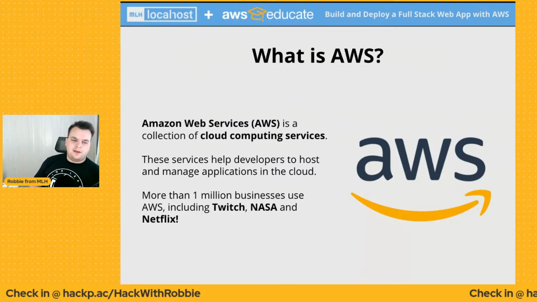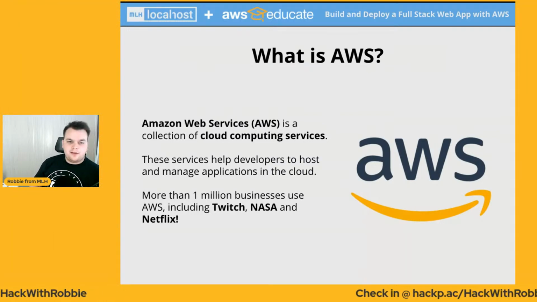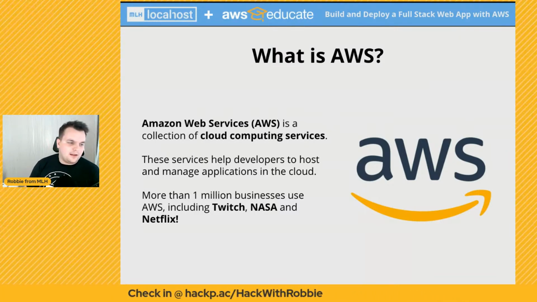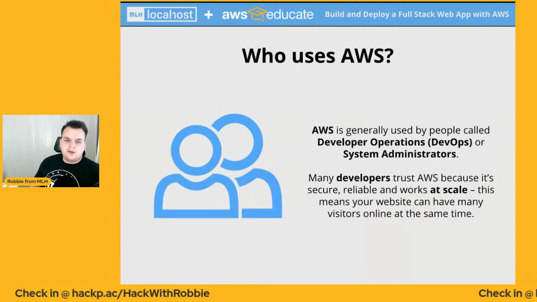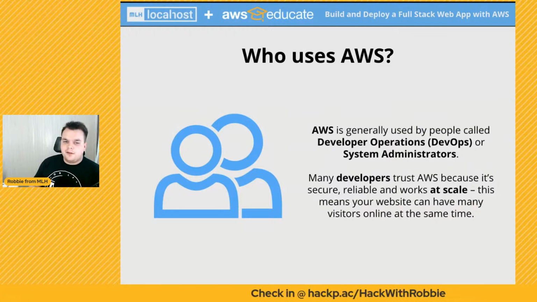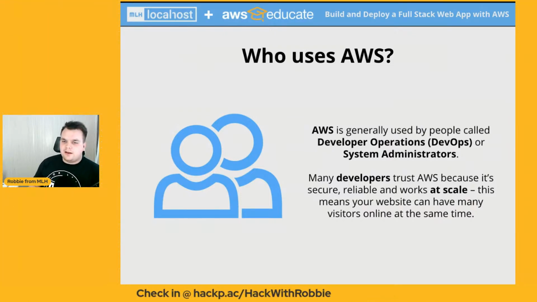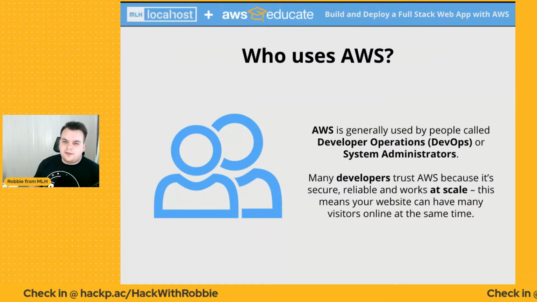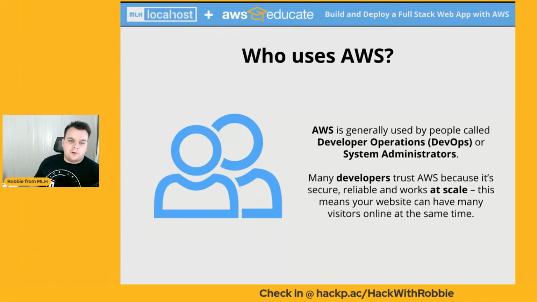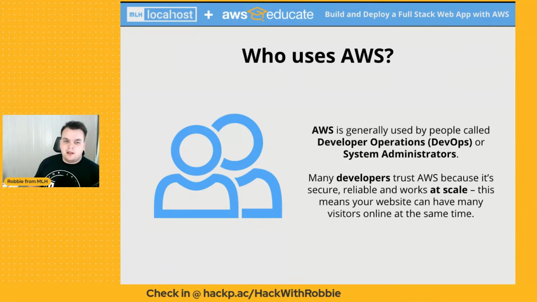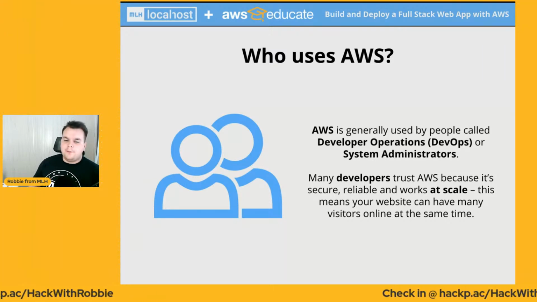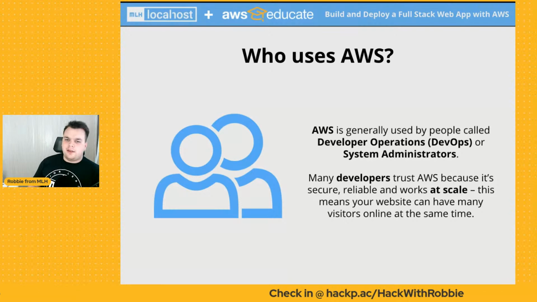More than 1 million businesses use AWS. Twitch is hosted on AWS. NASA, Netflix, Amazon.com, of course, I guess unsurprisingly, is hosted on AWS. So who uses AWS? Generally people who are developer operations, or DevOps, or systems administrators. When we say DevOps, it can also be something like site reliability or production engineering. And developers as well trust AWS because it's secure, it's reliable, and crucially, it works at scale. When we say scale, we can talk about millions or even billions of users and requests.